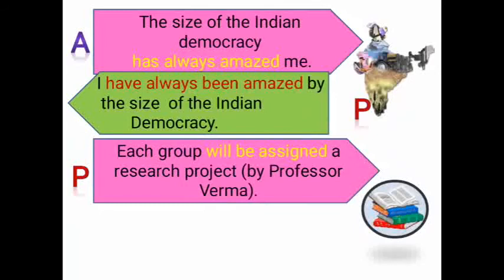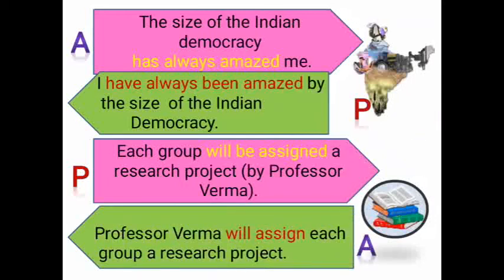Now one more example in passive voice. Each group will be assigned a research project. We are interested in who will be assigned, not in who is going to assign. Now if we have to say this sentence in active voice, we need to tell who assigns it. Then we would say, Professor Verma will assign each group a research project. Now who is important for us? The doer, that is Professor Verma.